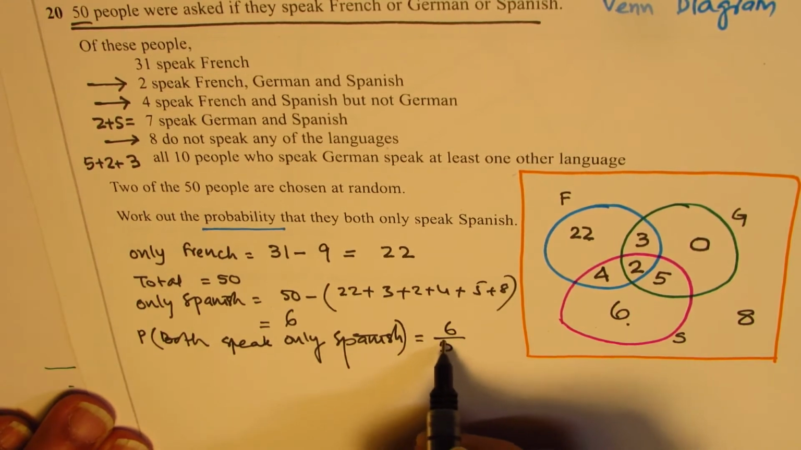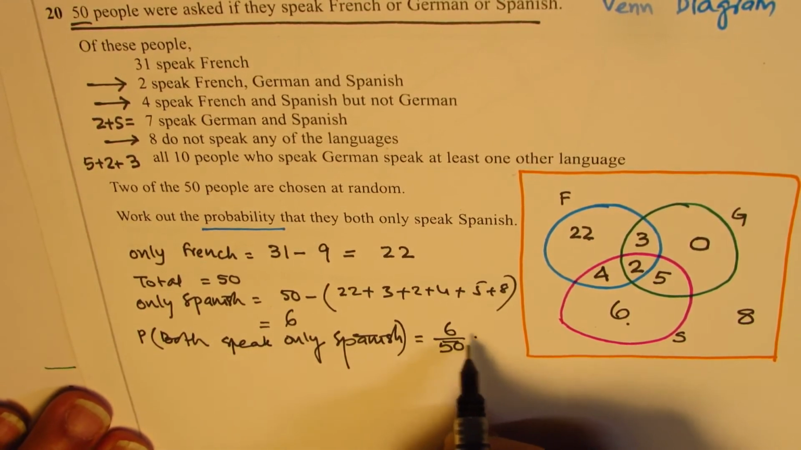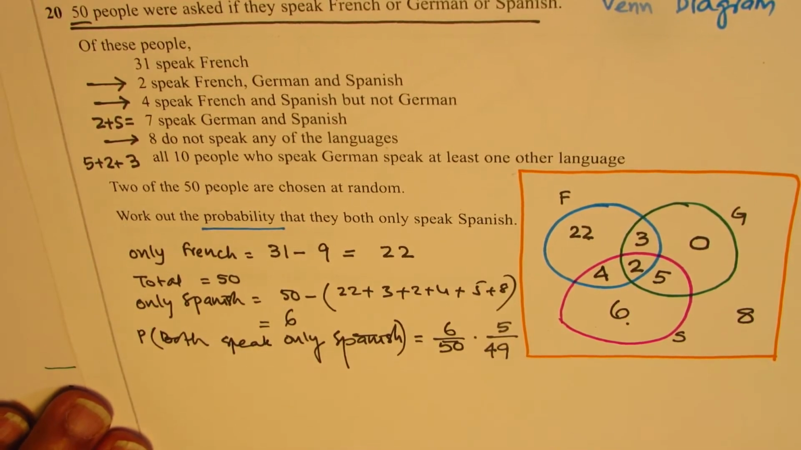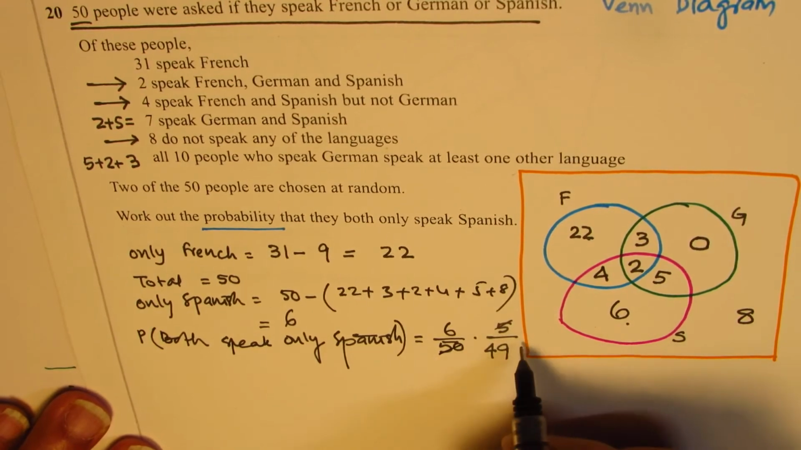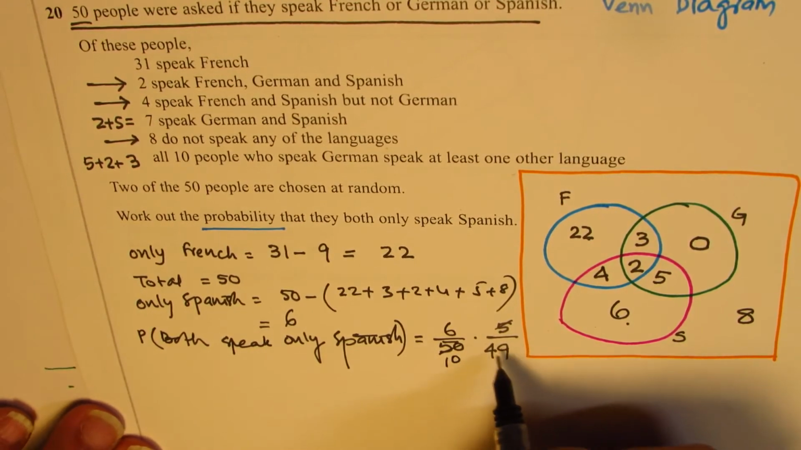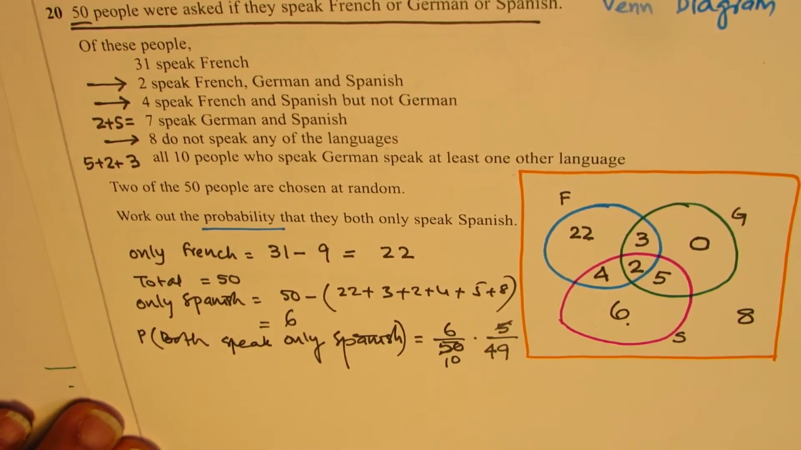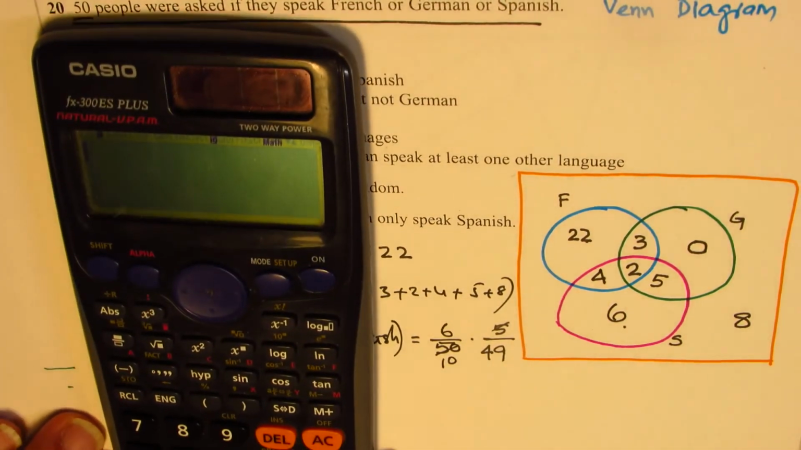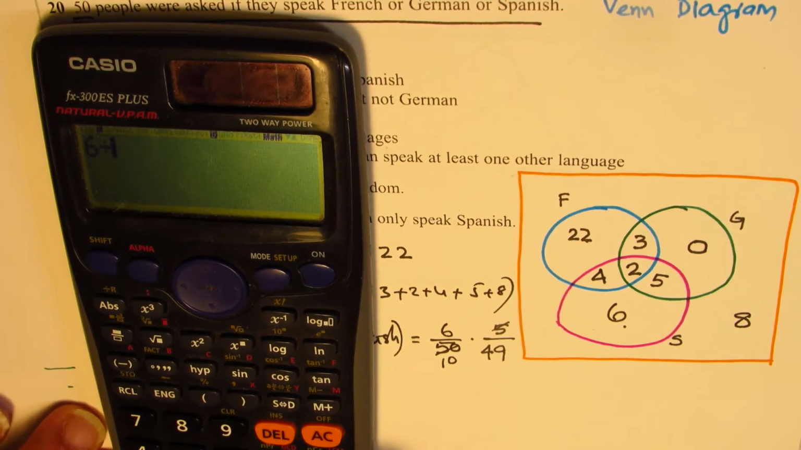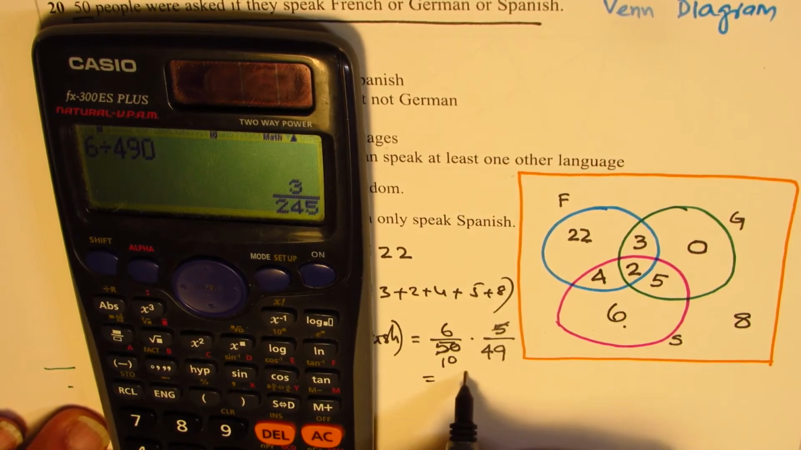6 out of 50. Now once you take 1, then we are left with 5, and this is 49. Is that clear to you? So that is how we are going to get our answer. So this could be divided, so we get 10 here. Okay, so this could be simplified further. But anyway, let's calculate the answer using the calculator, right? So we'll do 6 divided by 490, and we get our answer as 3 over 245.